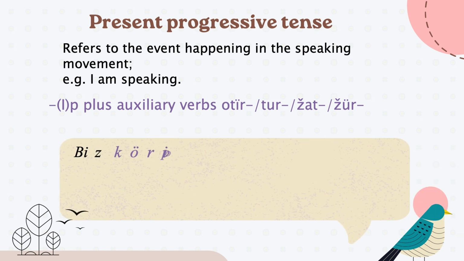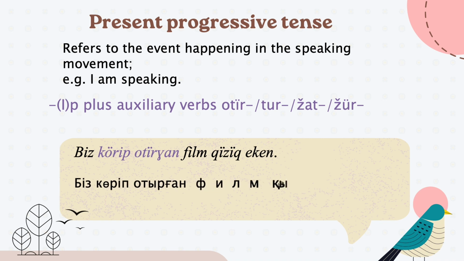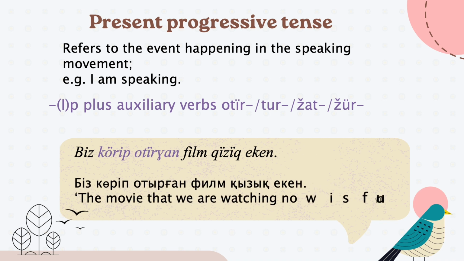For example, biz көріп отырған film қызық екен. The movie that we are watching now is funny. In this sentence, the predicate of the relative clause is көріп отырған that contains the main verb kör, to watch, taking converb ip, and an auxiliary verb otur, inflecting with the participle ған.